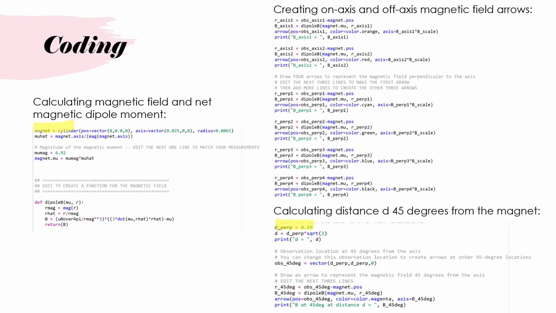For the computational model, the initial conditions were the magnetic dipole moment and the d-perp distance from the experiment. So in order to generate the on-axis and off-axis magnetic fields and the distance d, I entered my magnetic dipole moment from the experiment first, and then created a function dipole b for the magnetic field of the magnet. Then I set observation locations both on-axis and off-axis and created arrows to represent the magnetic fields at each of these. Lastly, I entered the average d-perp to calculate the distance d and created an arrow to represent the magnetic field at 45 degrees from the magnet.